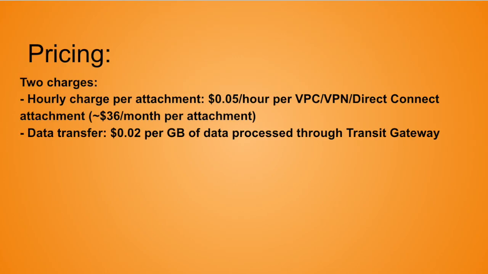And for pricing, there are two charges: an hourly charge per attachment, which costs 5 cents an hour per VPC, VPN, or Direct Connect attachment, and then the data transfer, which costs 2 cents per gigabyte of data processed through transit gateway. So it saves money at scale compared to managing hundreds of VPC peering connections.